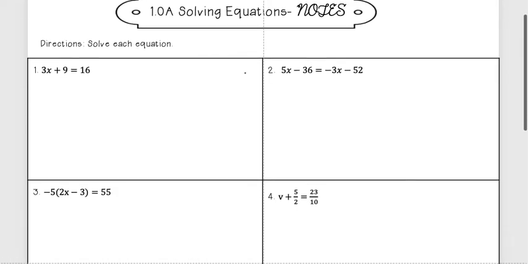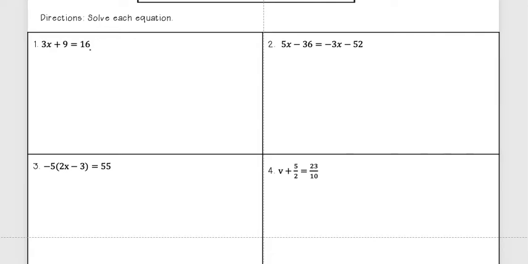Okay, so solving equations. Looking at this first one, I need to solve for x. If you remember, when we are solving an equation, what we want to do is first move whatever is being added or subtracted. So here I have a plus 9. I need to move that to the other side. In order to move it, I need to do the opposite operation. Here I have a plus 9, which means I need to subtract 9 from both sides.